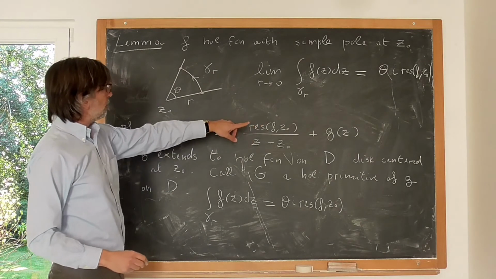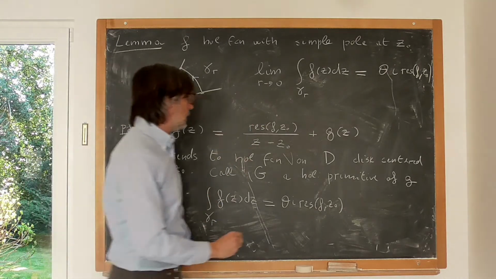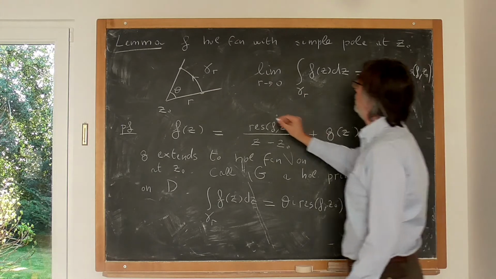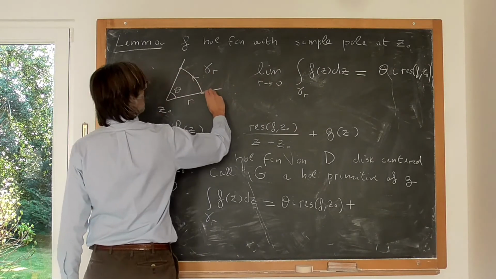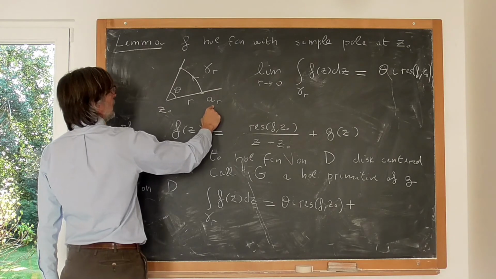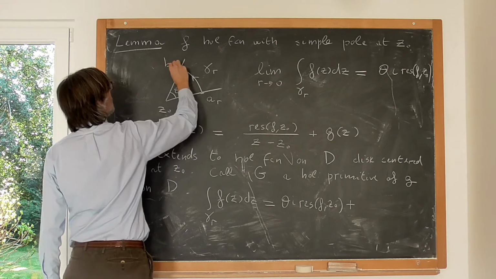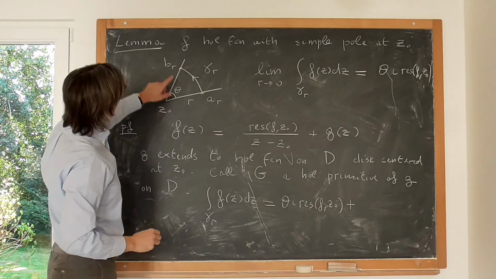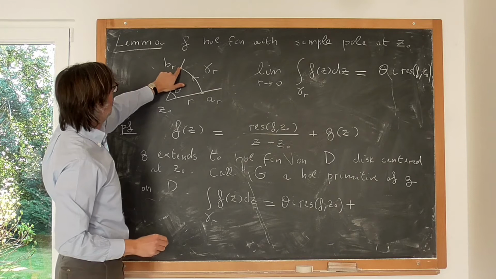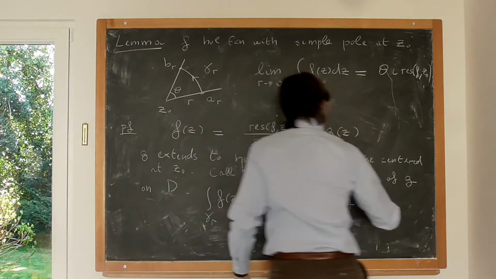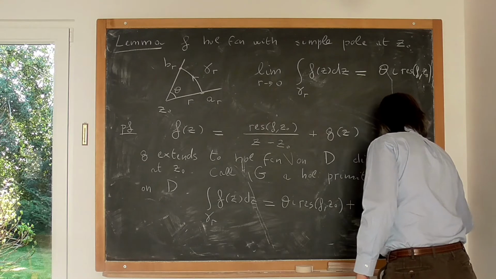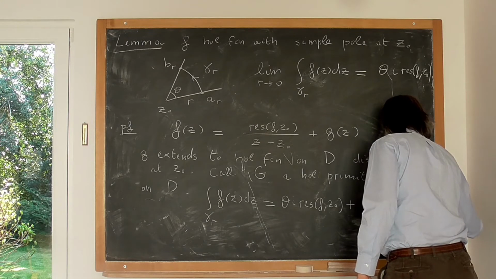And the integral of the function small g can be expressed as follows. If we call these two endpoints of the path AR and BR, the integral of small g over this path is just big G at BR minus big G at AR.